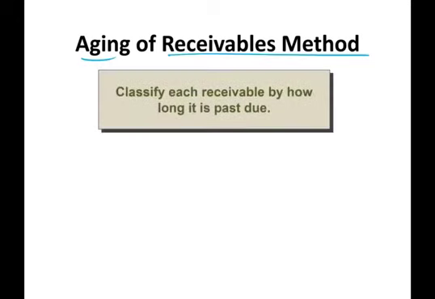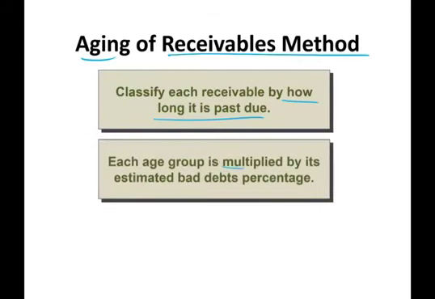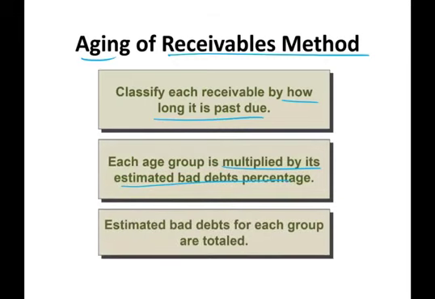Another way to compute the allowance using the receivable is called aging of receivable. You are still using the receivable, but you are computing the target differently. So how does aging work? You classify each receivable by how long it's past due. Each group of receivable is multiplied by an estimated bad debt percentage. Then the estimated bad debt for each group is totaled. We add them all together. What does that mean? Well, let's take a look at an example.